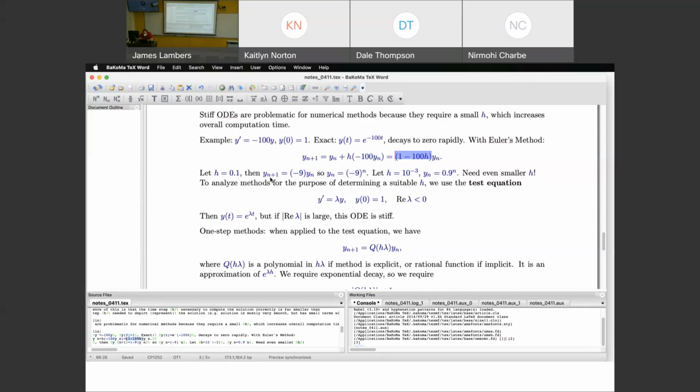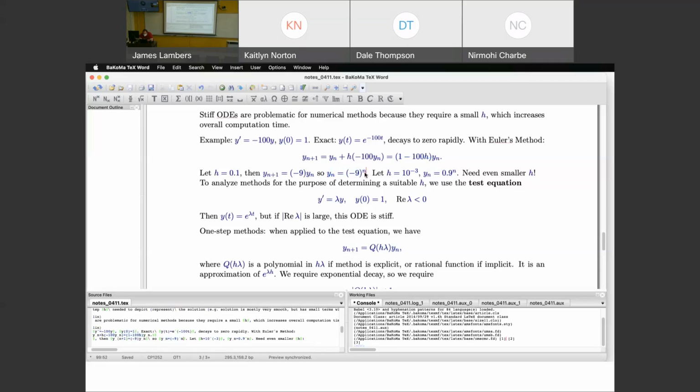So let's pick a reasonable time step. h is 0.1. Well, then you work that out, and this is your formula for y sub n. It's minus 9 to the n. Well, that's going to grow. It's going to grow and oscillate. Totally wrong behavior. The solution is supposed to decay to 0 rapidly. This is the total opposite of that.